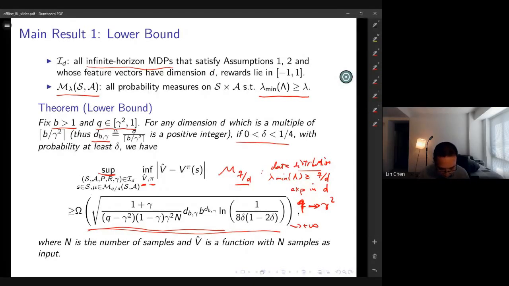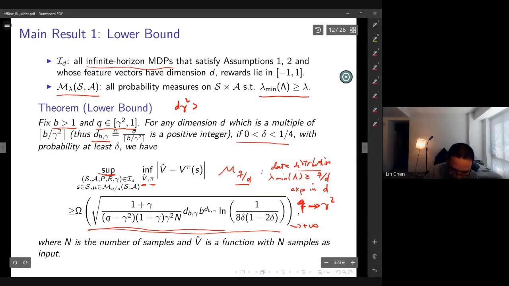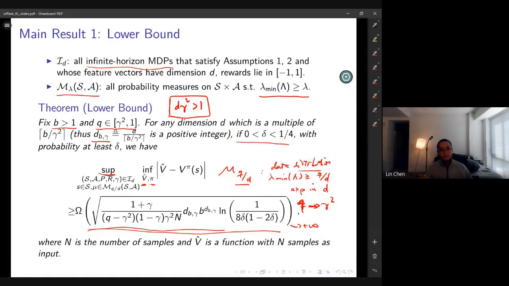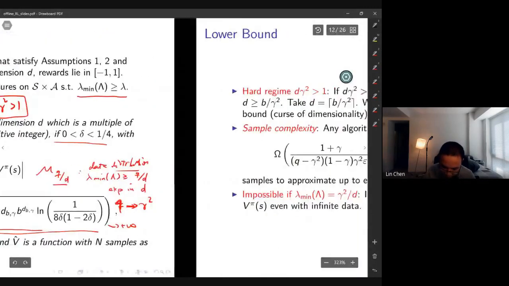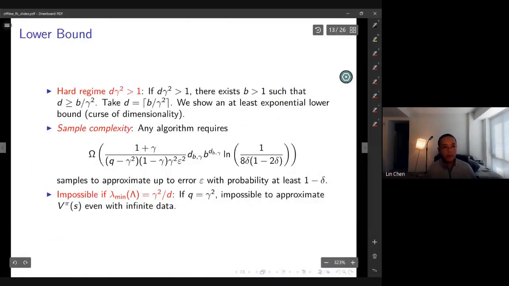Okay, so B is just any fixed constant greater than 1, and actually the assumption of this theorem requires B gamma squared greater than 1. So we show a lower bound when this is satisfied. And maybe it would be more helpful if I go to the next slide. I explained a little bit here.